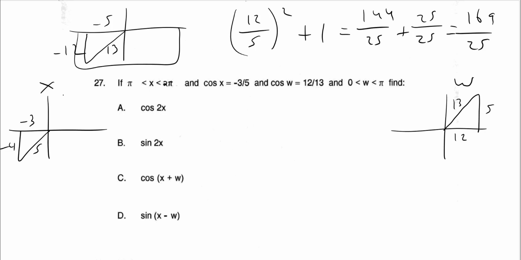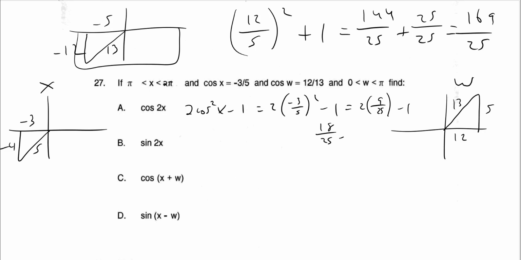The first one is cosine of 2x, so we're using the one on the left. Of course, I would personally use 2 cosine squared of x minus 1, just because I'm giving you x, and if I mess up the triangle, I'd still get it right. So, of course, cosine is negative 3/5, so it's 2 times negative 3/5 squared minus 1. So 2 times 9 over 25 minus 1, or 18 over 25 minus 1, or negative 7 over 25.